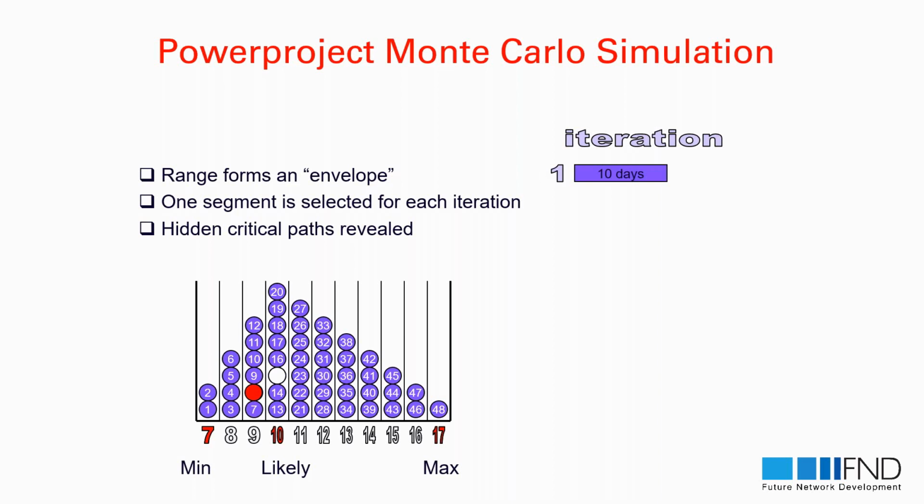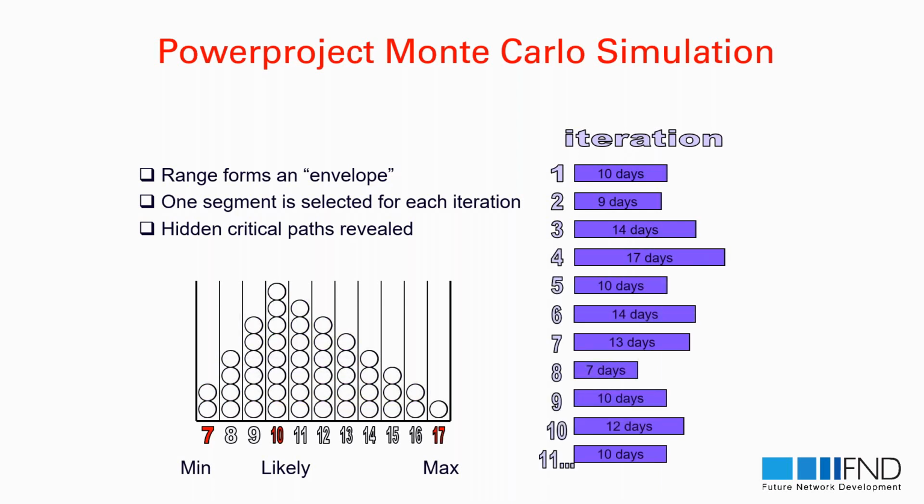First time I pick up the ball, it says 10 days. Second time I pick up the ball, 9 days. The third time, 14 days. So I make it 50 iterations, and each time the ball gives me a different duration. But the point is, because of the most likely case for the simulation, 8 of 50 happen at 10 days, and 2 of 50 happen at 7 days. So I am closer to 10 days than to 17 days or 7 days.